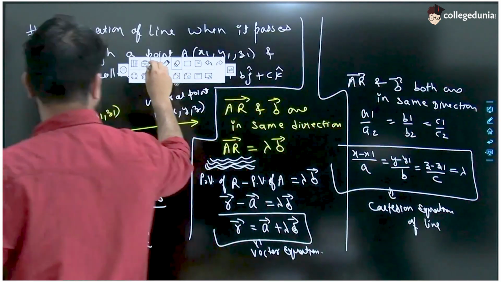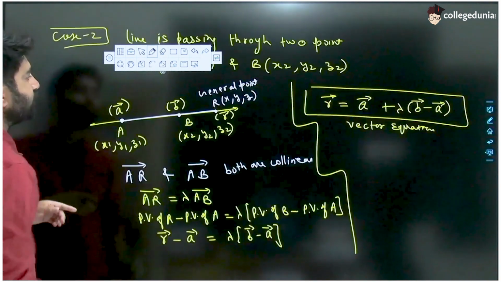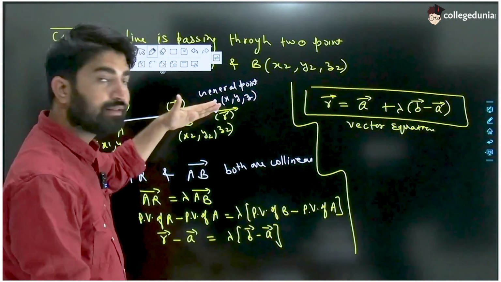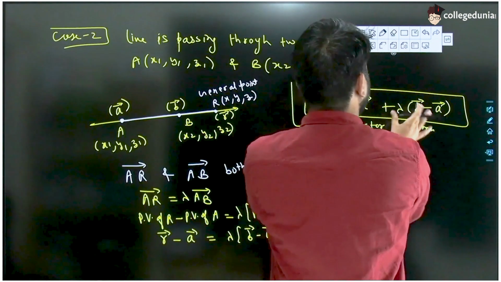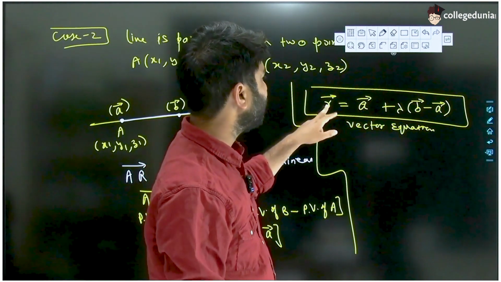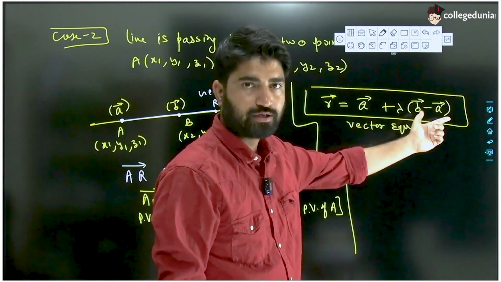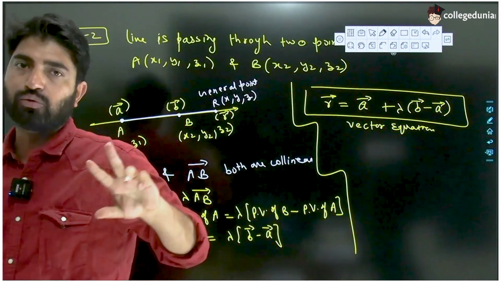Earlier, it used to represent a parallel vector, right? But now in this situation, this small b vector represents the position vector of the second point through which the line is passing, right? So guys, this is the vector equation of a line when it is passing through 2 points. R vector equals small a vector plus lambda times (b vector minus a vector), right? Okay, so now this equation can be converted into Cartesian form.